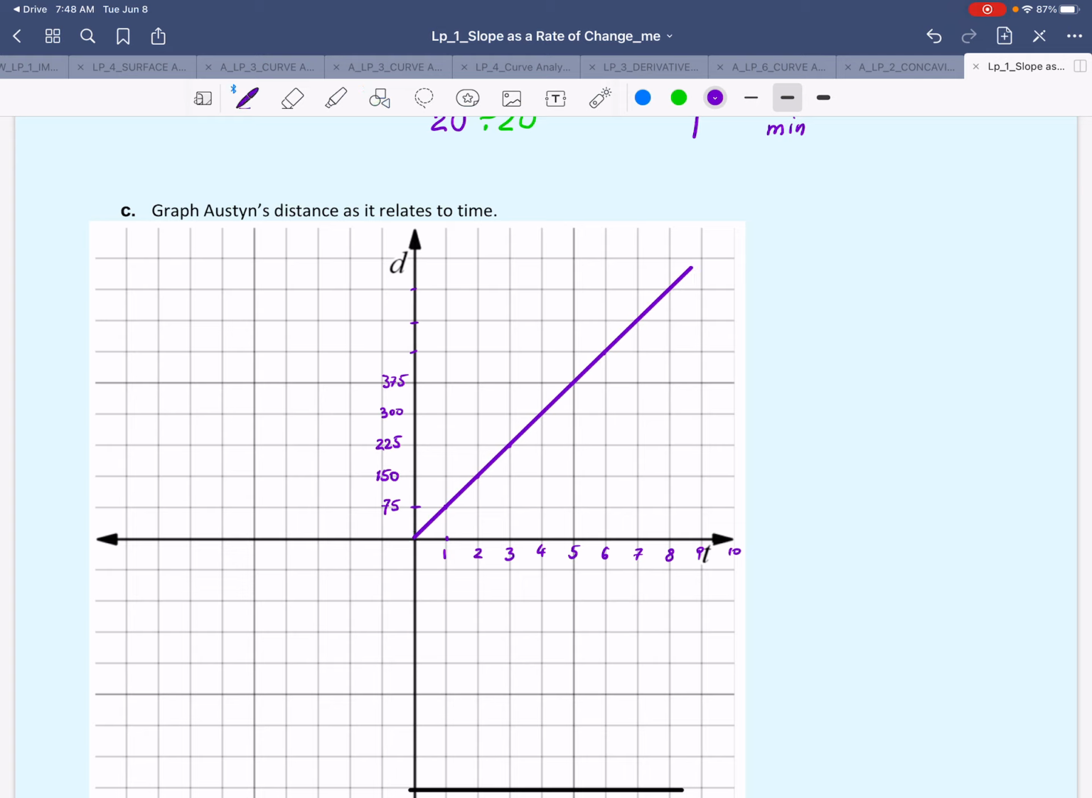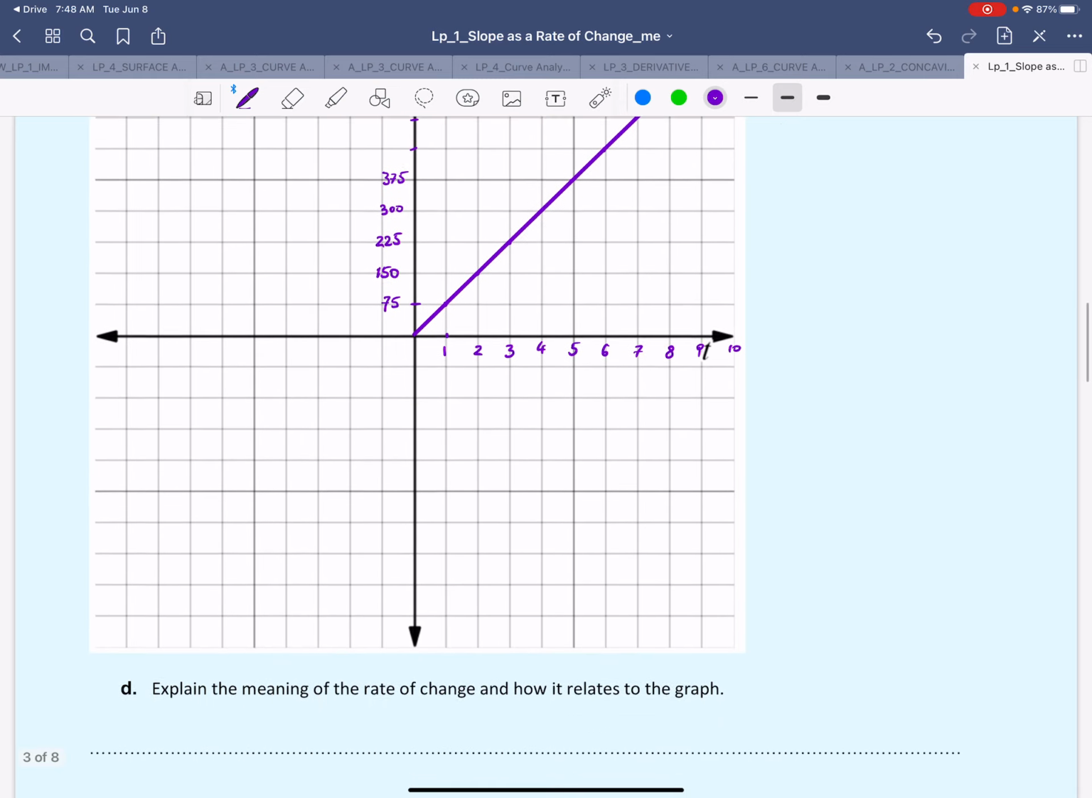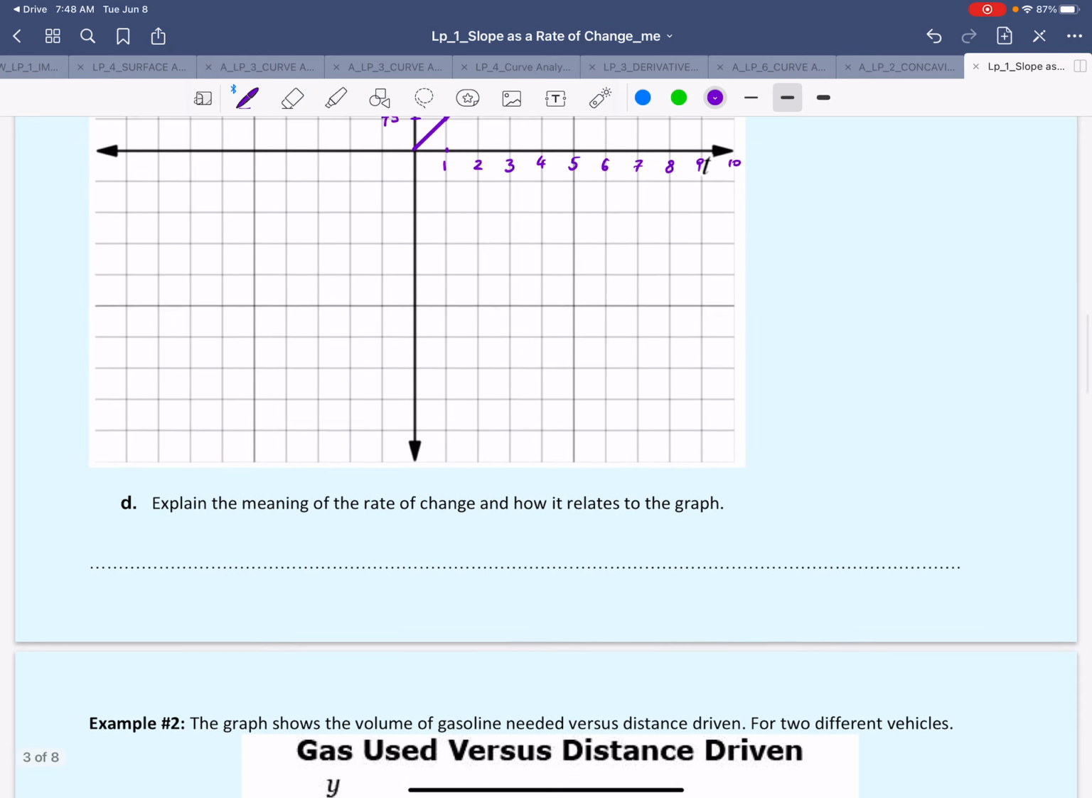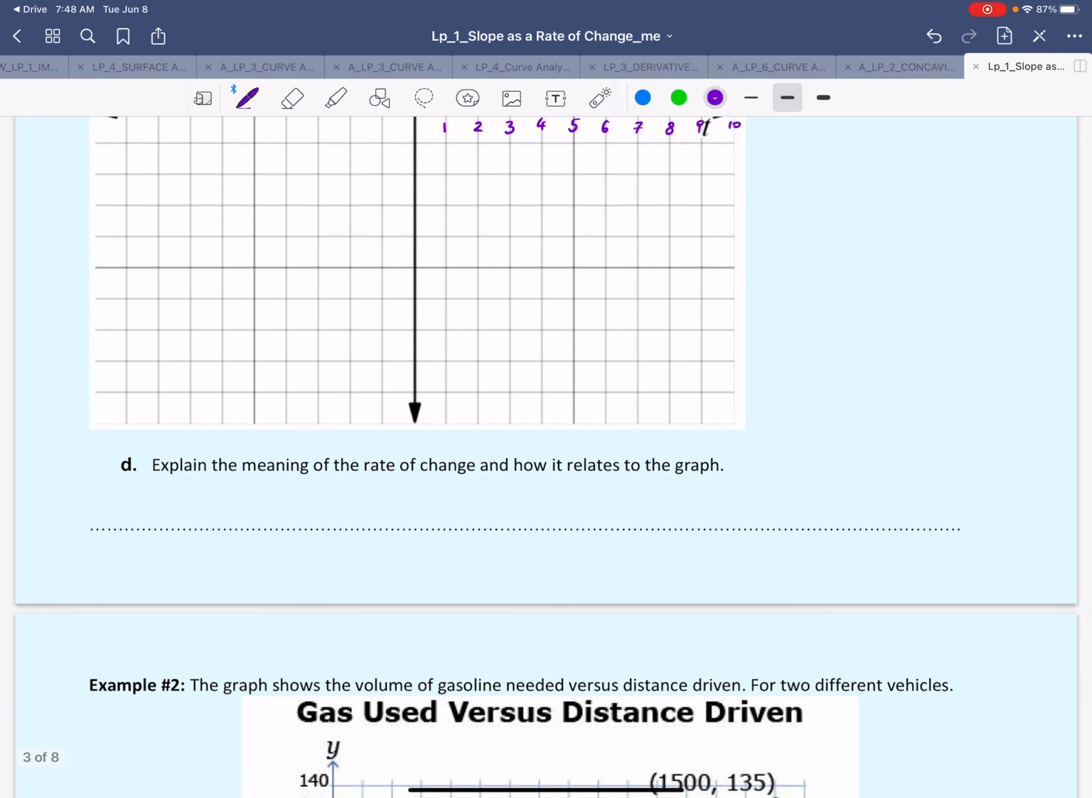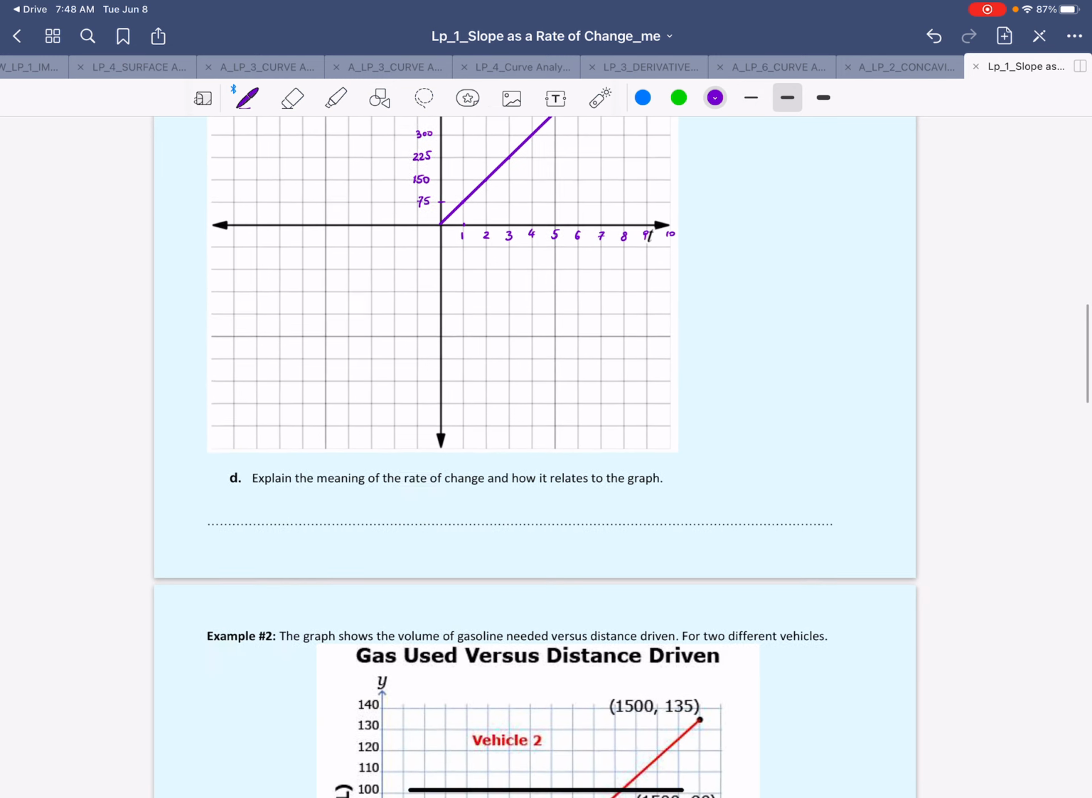Perfect. So because time cannot be negative, this will be the graph that relates the distance ran over time. Now, what is the meaning of the rate of change and how does it relate to the graph?